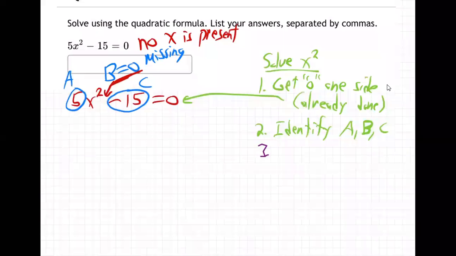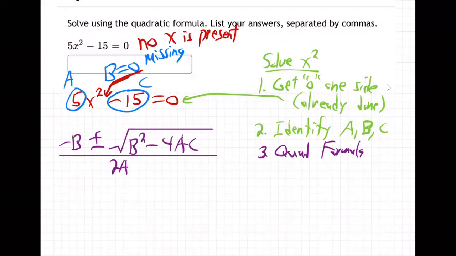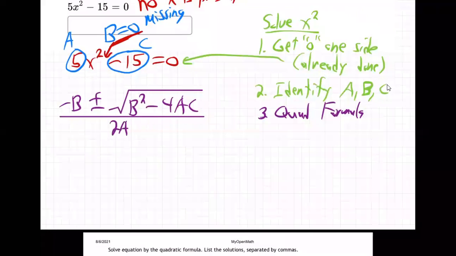That's step 3. You do the quadratic formula. So I'll do that. So that's negative B plus minus square root of B squared minus 4AC all over 2A. Like that. And so let's do it.